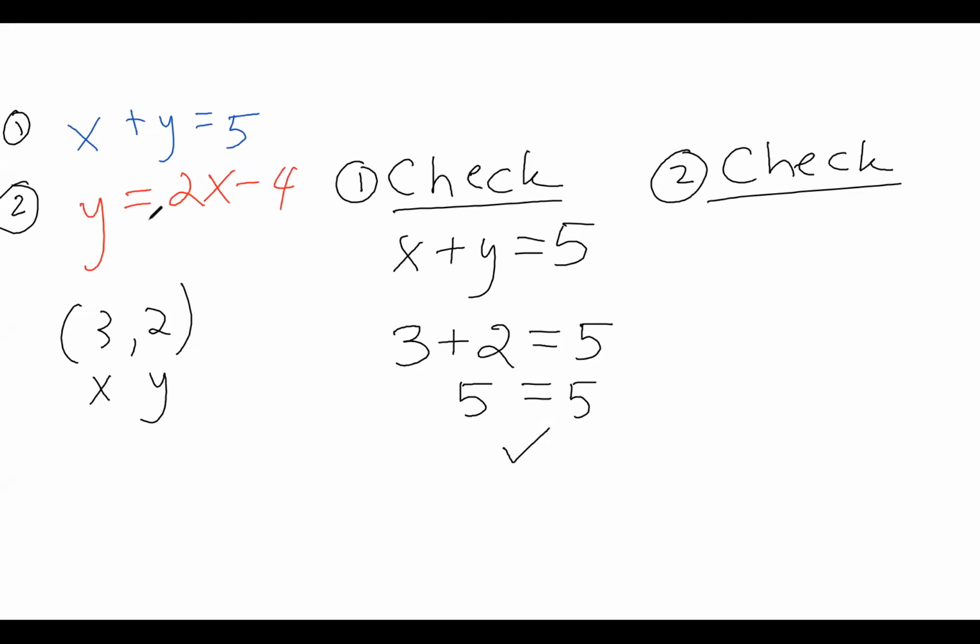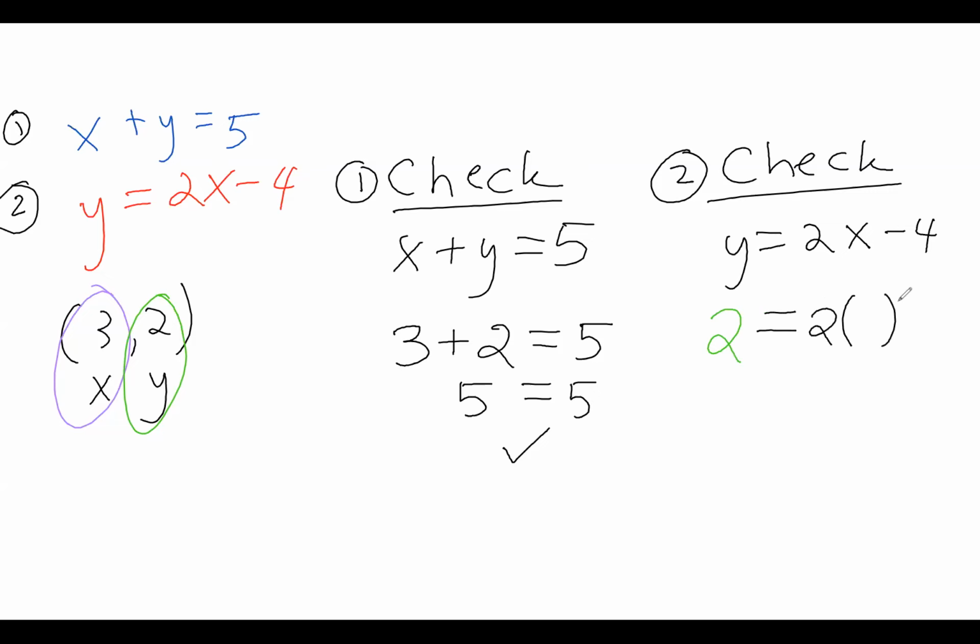Our next equation is y equals 2x minus 4. This time, let's replace x with 3 and y with 2, just like we did before. All right, so y equals 2x minus 4. Okay, so y is 2. So I'm going to write 2 equals, instead of writing 2x, I'm writing 2 parentheses 3. So in other words, 2x means 2 times x, so I'm writing 2 times 3. And then there's still the minus 4.